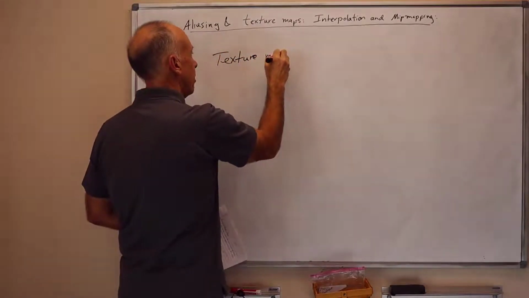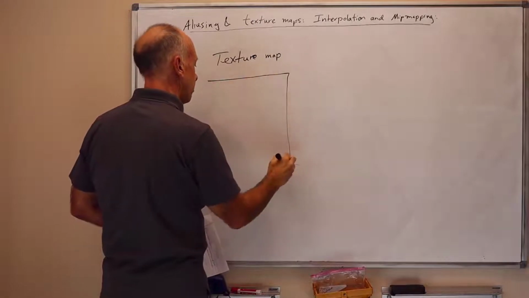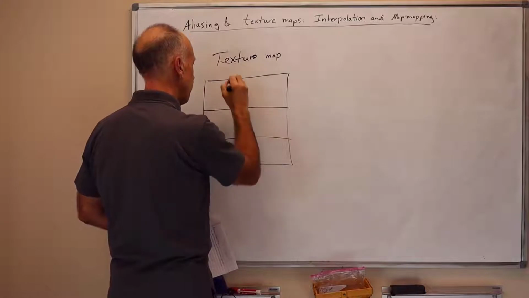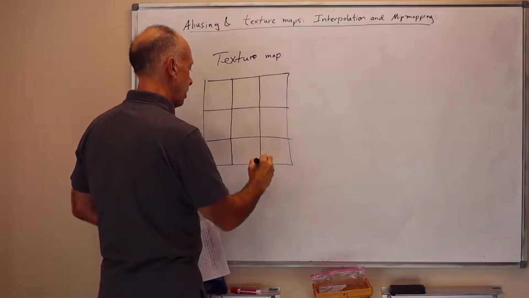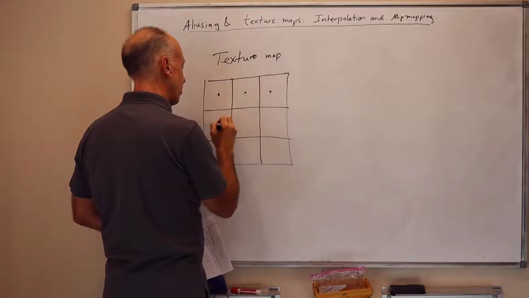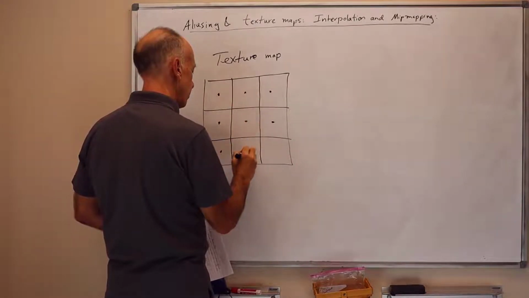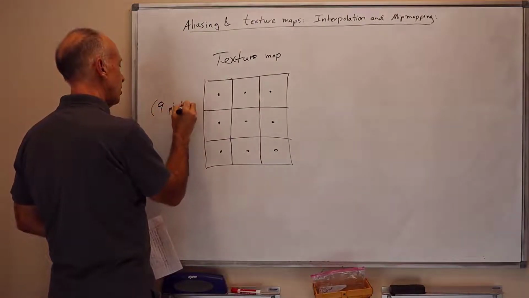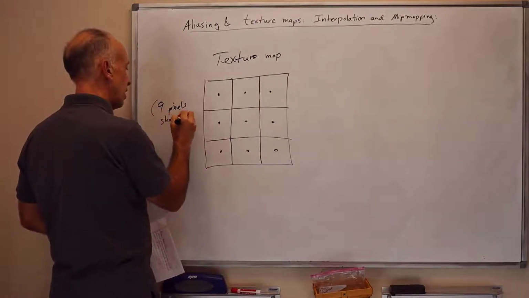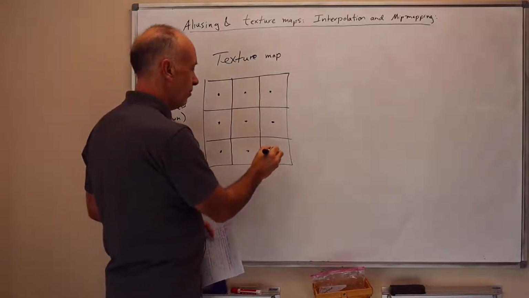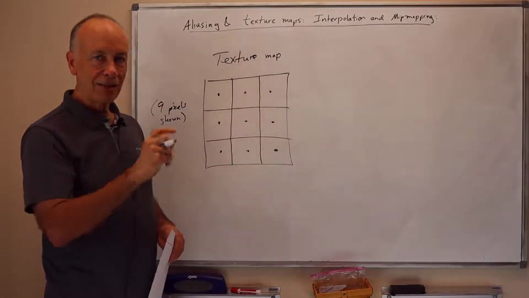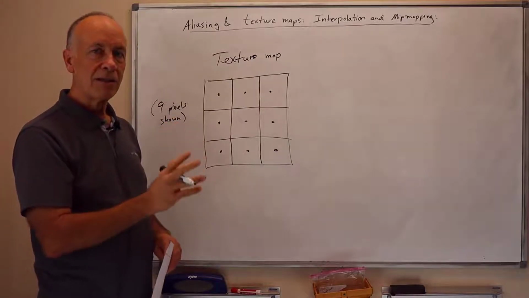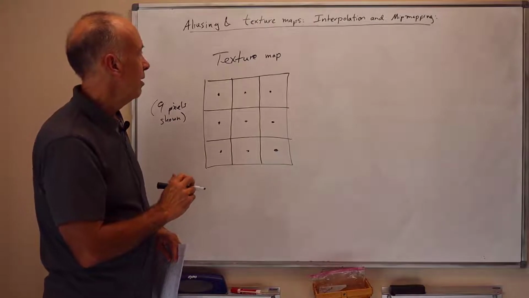Here I've got some texture map, which is a rectangular array of pixels. I'll just draw it as a 3x3 array of pixels, and I'm going to put black dots at the center of each pixel. So here I've got 9 pixels total shown, and the black dots are the centers of the pixels. We think of the color of each pixel as living at the center of the pixel, and the overall texture map is an approximation to a smooth, continuous image of some type.